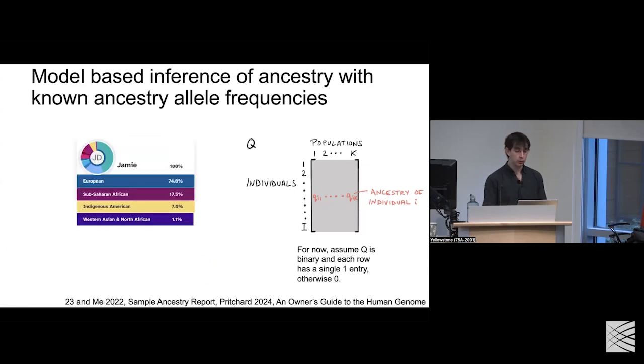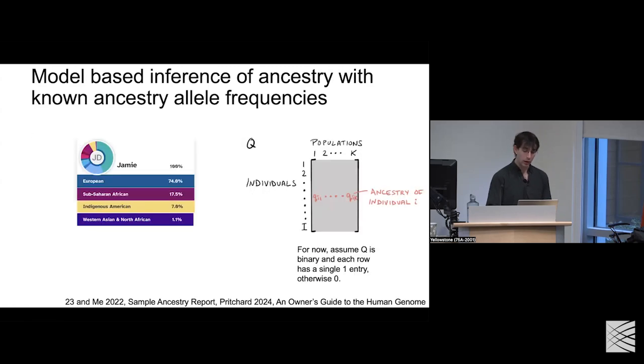And so just to really drive home exactly what Q is, this is like a sample 23andMe report. And for Jamie, it says that they have 74% European ancestry, 17.5% sub-Saharan African ancestry. And so these are example values that might go in Q. Like Jamie would just be 1 row across this way, and there would be 4 numbers in here. Except it wouldn't fit our current structure because Q has only 1, 1 right now, and all the rest are zeros.